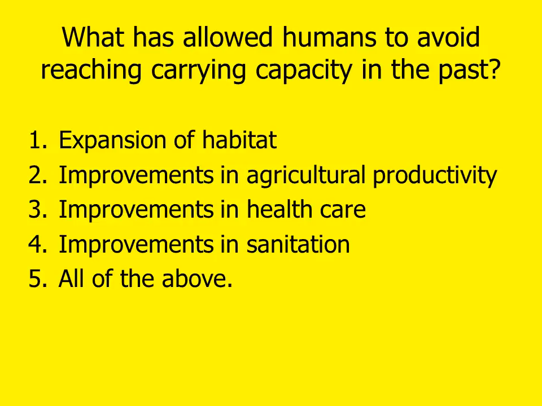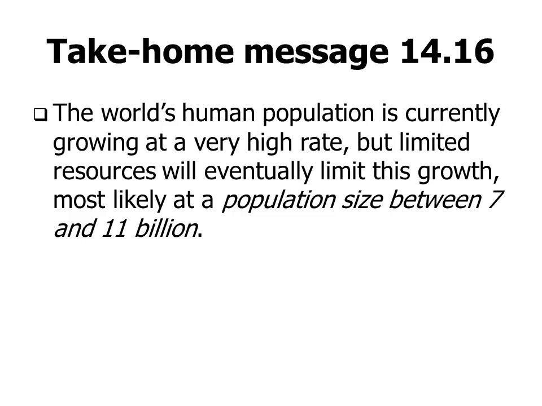Alright, what has allowed humans to avoid reaching carrying capacity in the past? The answer is number 5. We talked about all those examples 1 through 4 as being things humans use. And just think about it, common sense wise. We've expanded into different habitats. We can live almost anywhere. We've increased our agricultural productivity, our healthcare, and our sanitation.